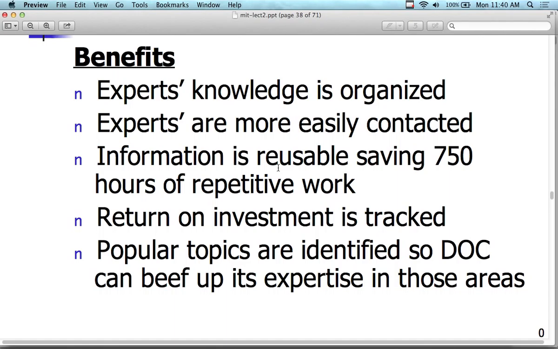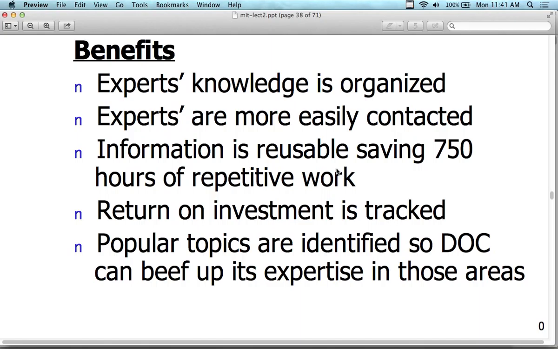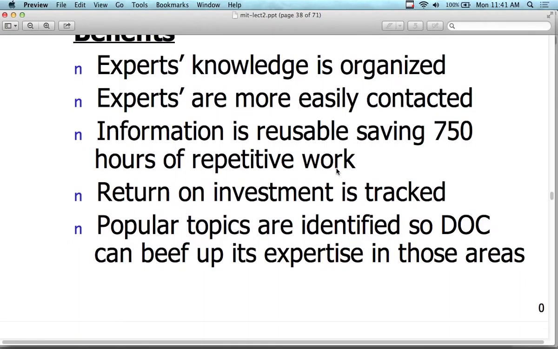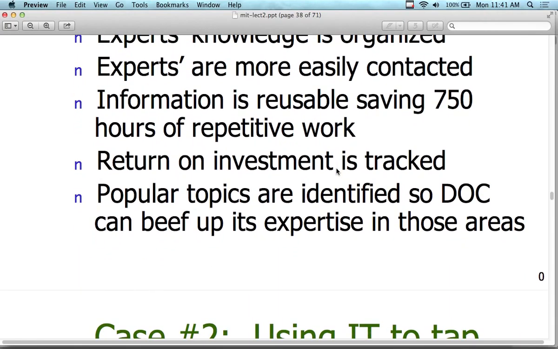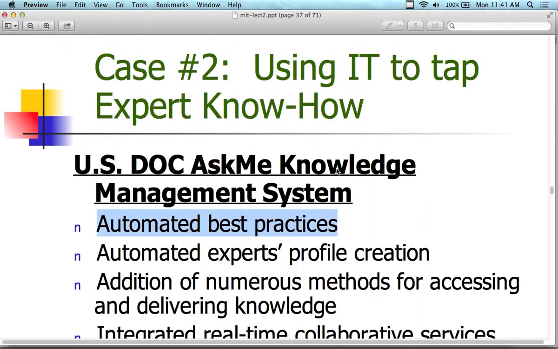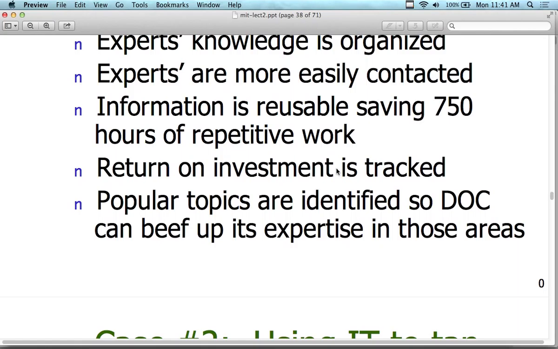It's just take the knowledge from the time you had before, and a lot of technical support is done this way as well, actually. And then you have the return on investment that's tracked. So you know what's going on by people's activities, and you can actually track to see what your ROI is from that point of view. And popular topics are identified so that the DOC, which stands for the document system itself, can be beefed up, can beef up its expertise in some areas.